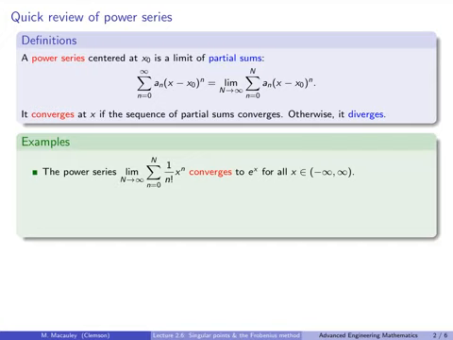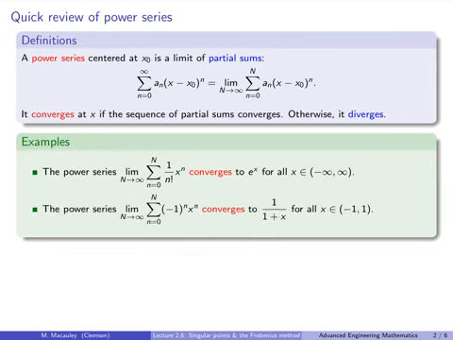Here are some simple examples. Here's a power series. This is the infinite sum from 0 up to infinity, which formally we write as a limit of partial sums of 1 over n factorial times x to the n. This converges to e to the x everywhere, so we say for all x. This function literally equals e to the x everywhere on the real line.